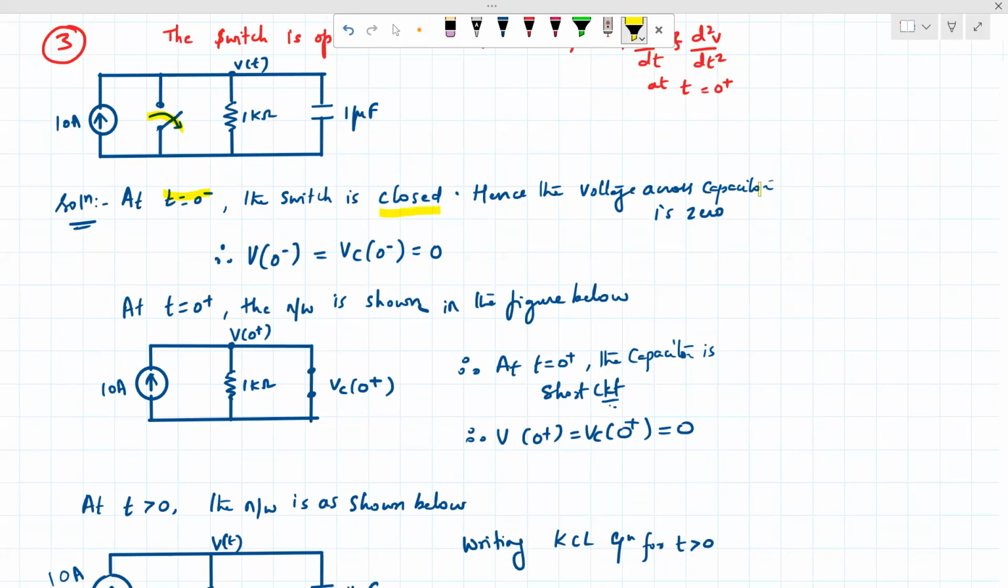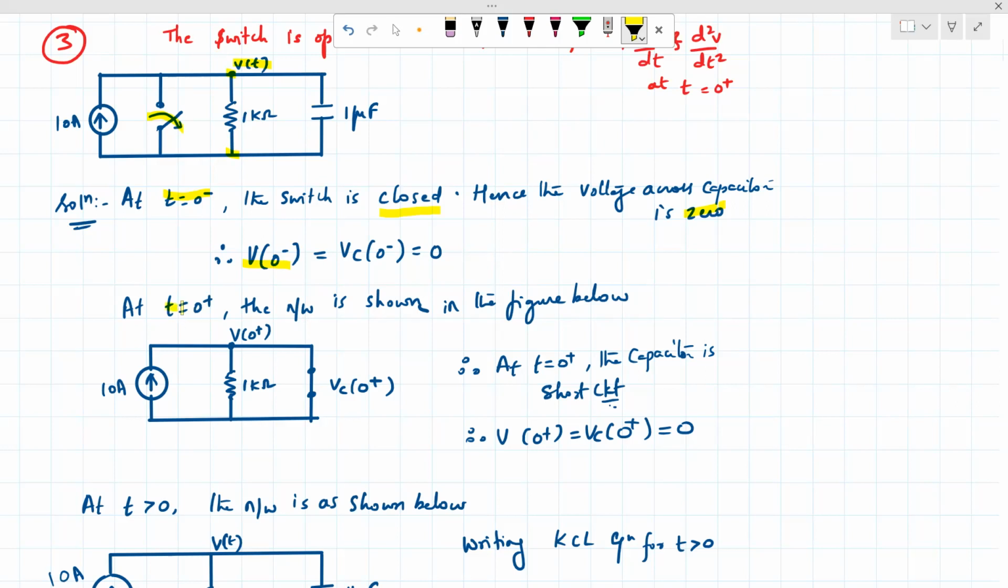Hence the voltage across the capacitor is 0. If this switch is closed, what will happen? The 10 amp current which is coming here will take this short circuit, so no current will go to the other elements of the network. Hence the voltage across the capacitor is 0. We indicate it as VC of 0 minus equal to 0. VC of 0 minus is also equal to v of 0 minus, the node voltage, so the voltage across these two points is also equal to the voltage across the capacitor.